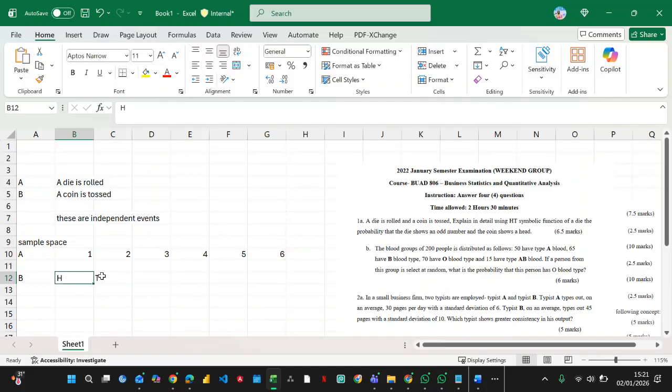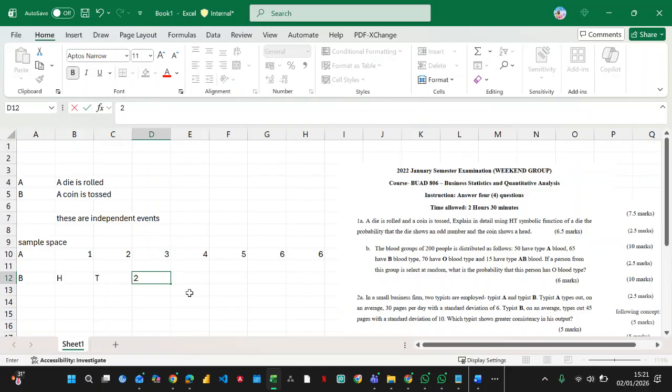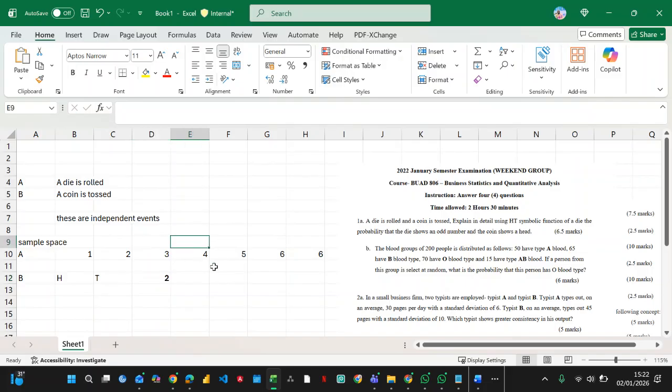So the total of this is going to be two: one, two. And here, one, two, three, four, five, six. So the total outcomes you get here is six, but these six are just the outcomes you get when you roll a die. So let's say the total here is six. Then for this one, the total is two.